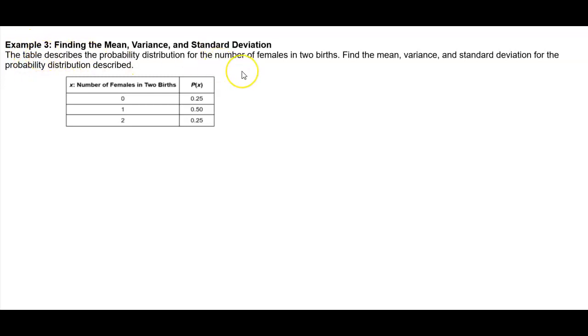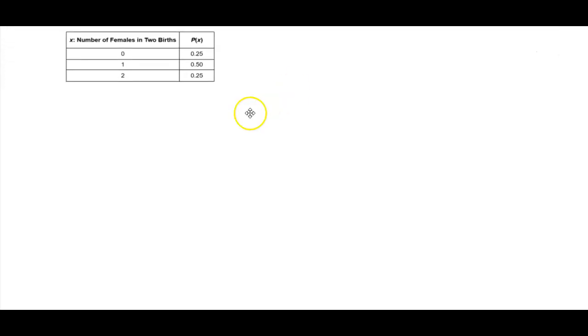Example 3, finding the mean, variance, and standard deviation. The table describes the probability distribution for the number of females in 2 births. Find the mean, variance, and standard deviation for the probability distribution described.